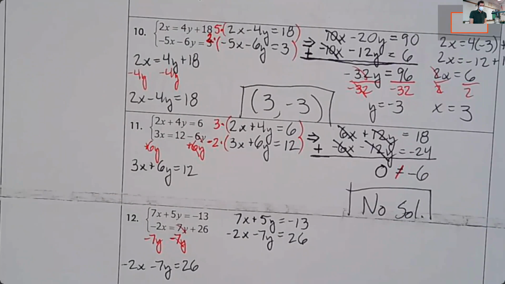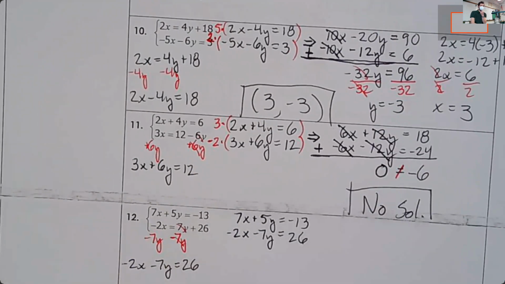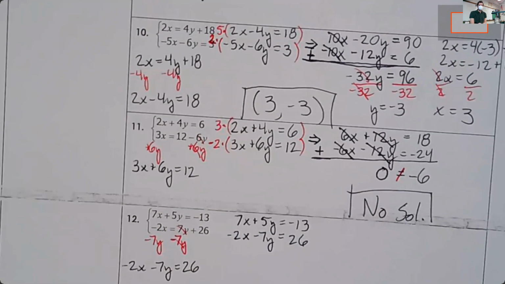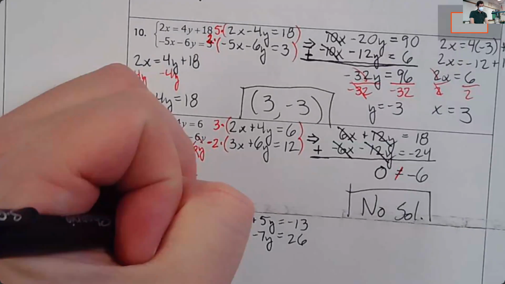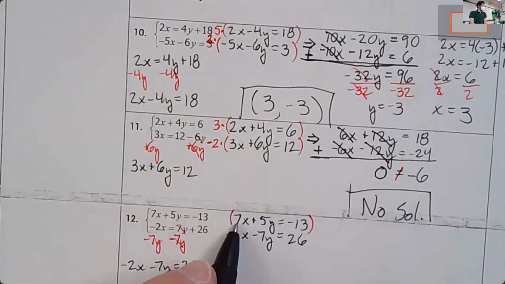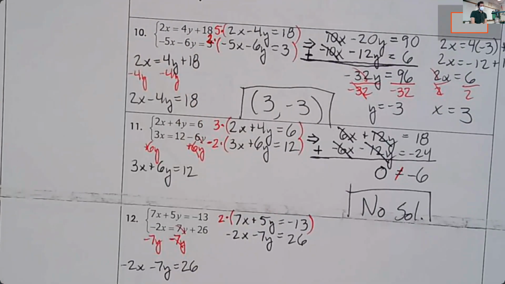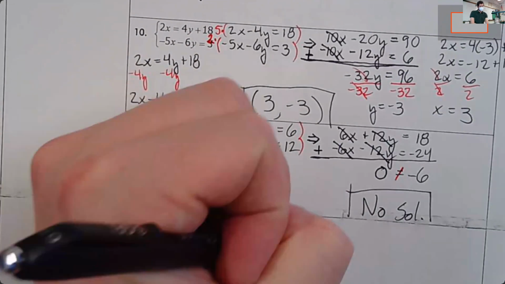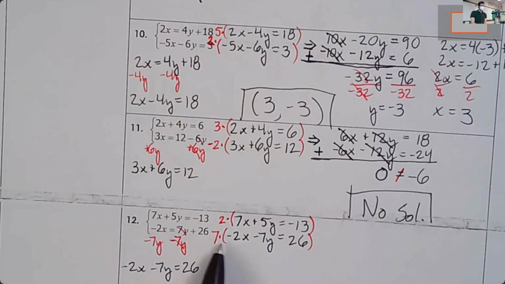What number are we going to end up having in front of x? 7 and 2 both multiply into what? 14, exactly. 7 and 2 both multiply into 14. So the top equation multiplies by 2 because 7 times 2 is 14. The bottom equation multiplies by 7 because 7 times 2 is 14.